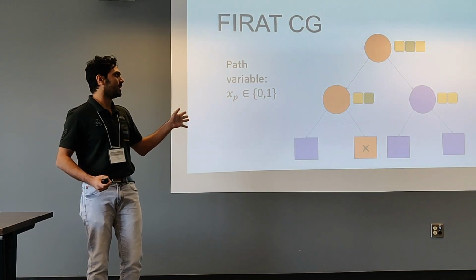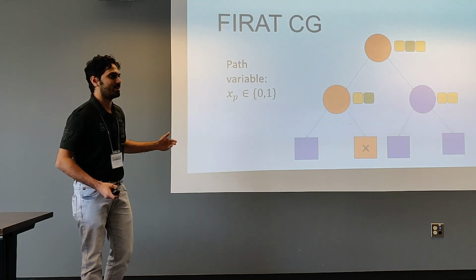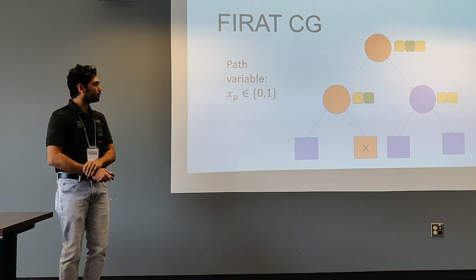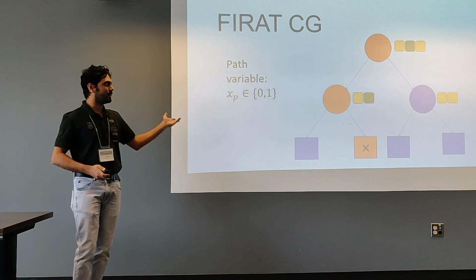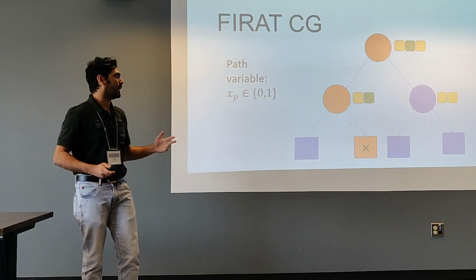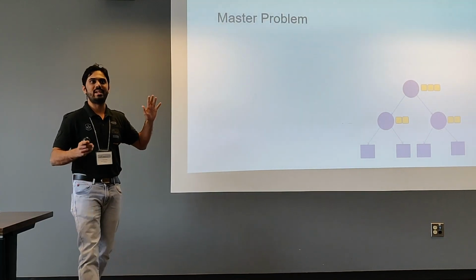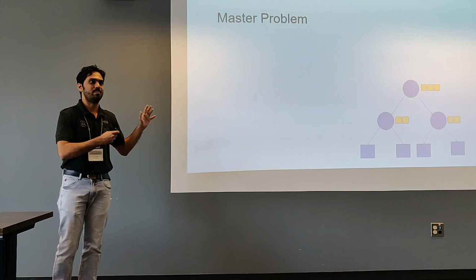And you can see there are exponentially many paths, so that's where you get the column generation part. Obviously these variables are generated using column generation, but let's actually take a look at the entire model. Those were the key ideas of the column generation based heuristic.